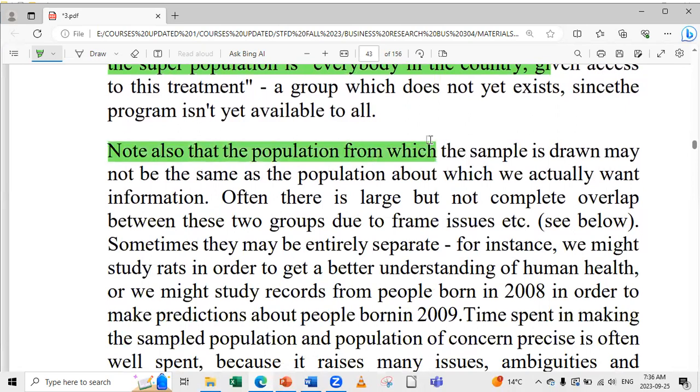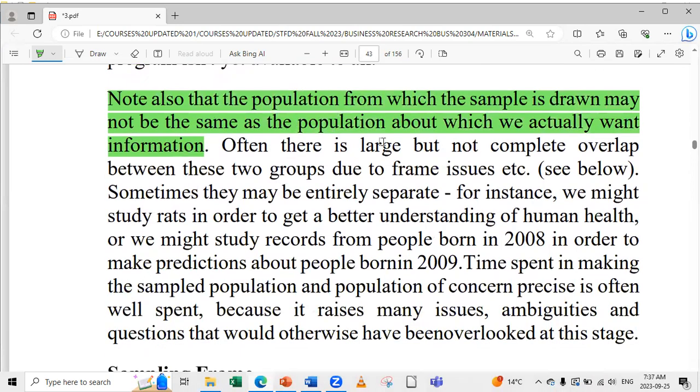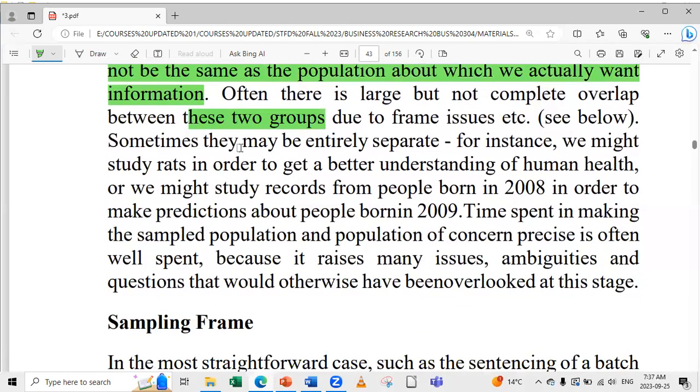Note also that the population from which the sample is drawn may not be the same as the population about which we actually want the information. Sometimes this happens. Often there is a large but not complete overlap between these two groups, the population and the sample, due to frame issues. Sometimes they may be entirely separate.